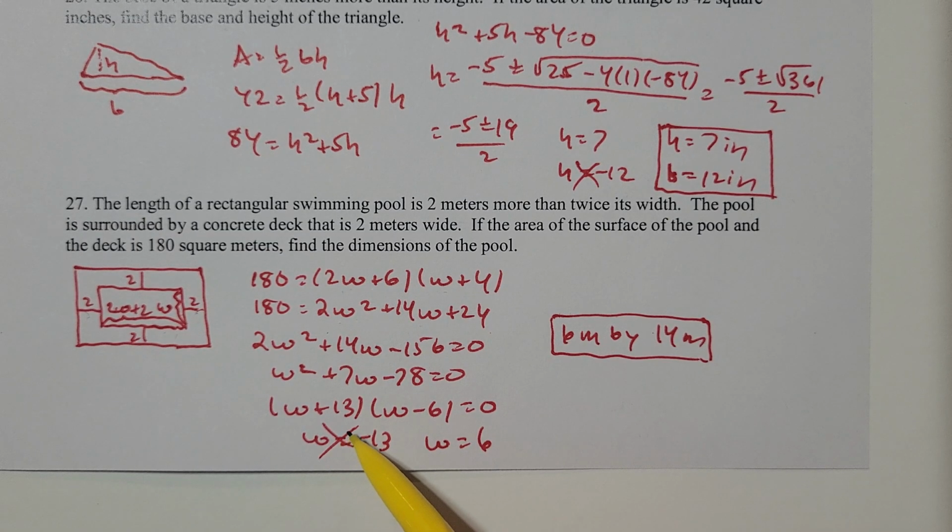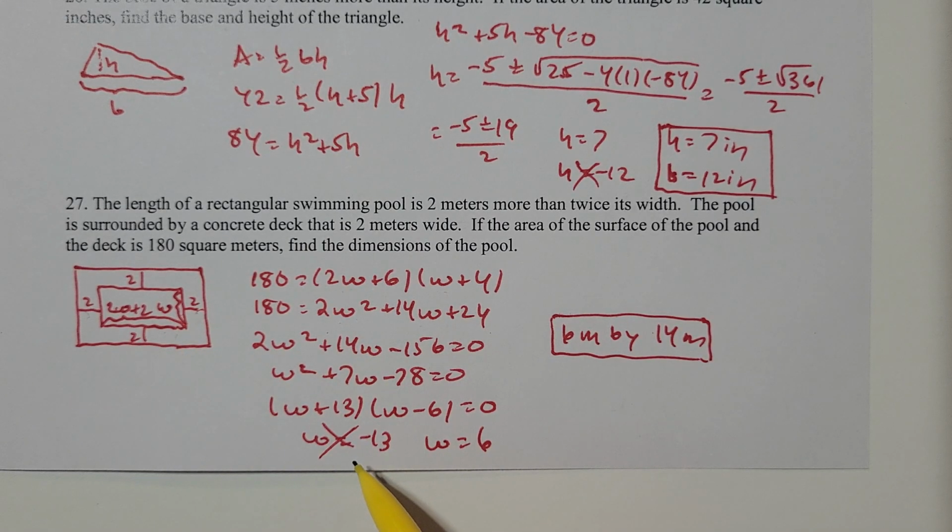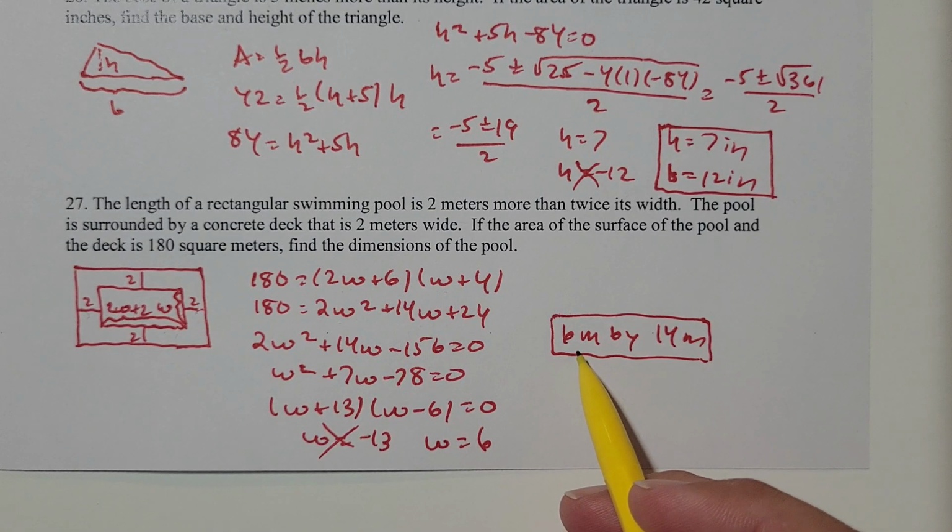So W plus 13 equals 0, which means W is negative 13. W minus 6 equals 0, which means W is 6. W is the width of the pool. That can't be negative. That doesn't make sense for what we have. So throw away the negative 13. It looks like the width of the pool is 6 meters.